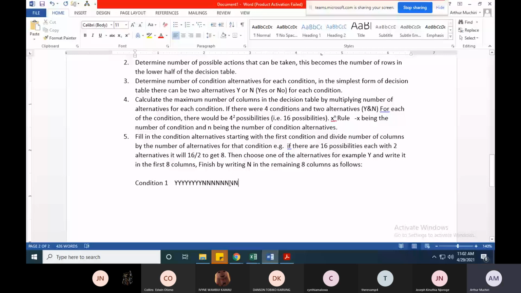That is the first row. It has 16 columns. The first 8 columns are yes, and the second 8 columns will be no. Then once you are done with that, just write that one down. Repeat for each condition.